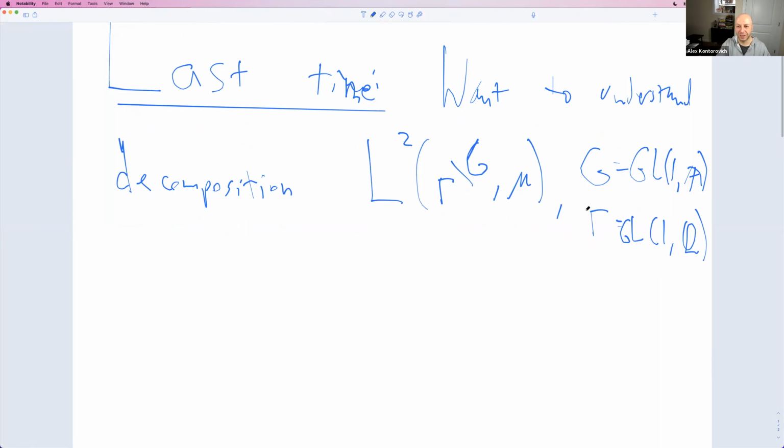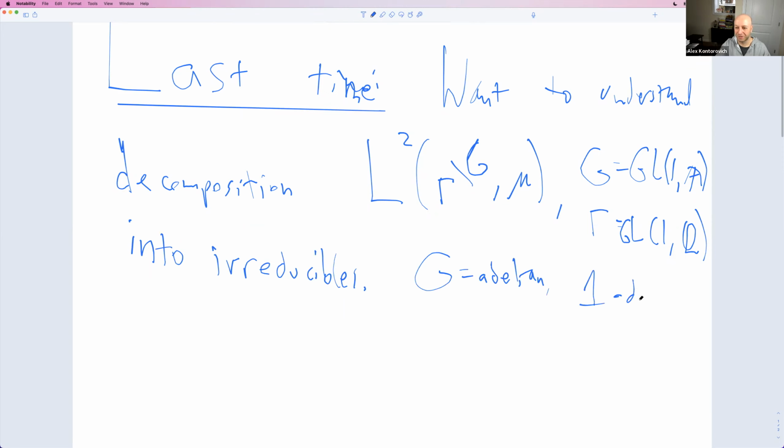Okay, we want to understand the decomposition of L2 into irreducibles. In this special case, G is abelian. So we will have one-dimensional irreducibles, one-dimensional irreducible representations, let's say like W.